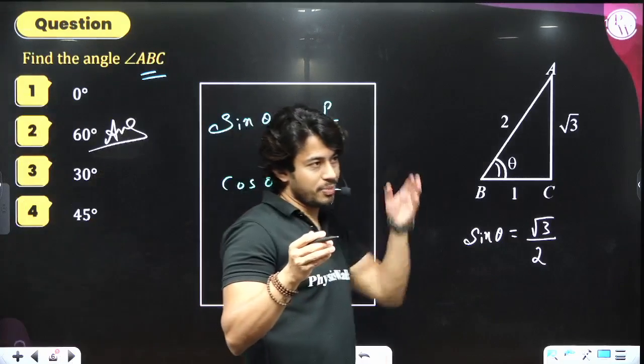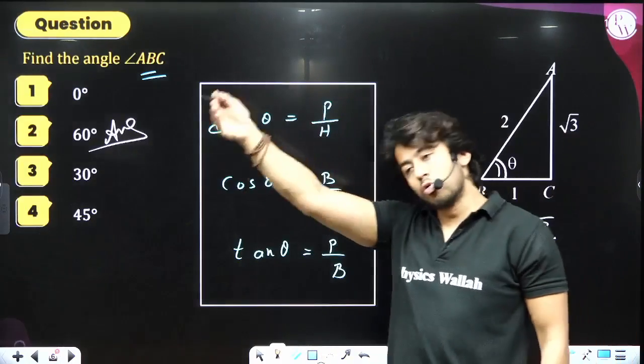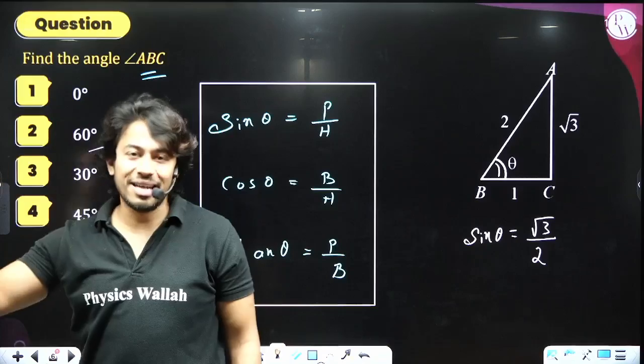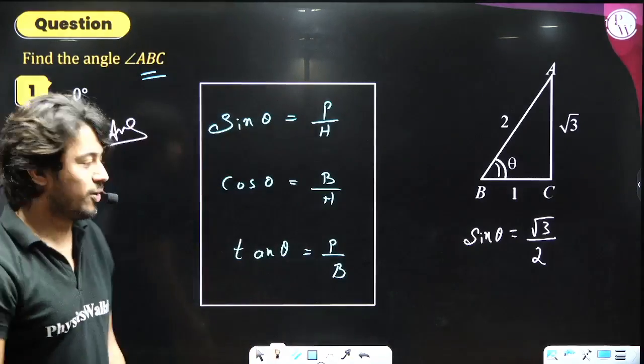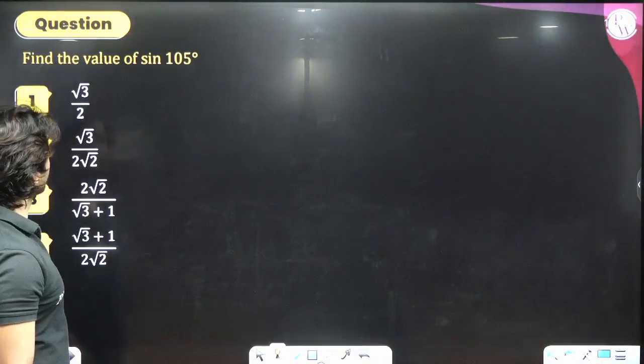Sine 30 is 1 by 2, cos 30 is root 3 by 2. Sine 60 is root 3 by 2, cos 60 is 1 by 2. Okay, here we go. Let's take the discussion ahead.